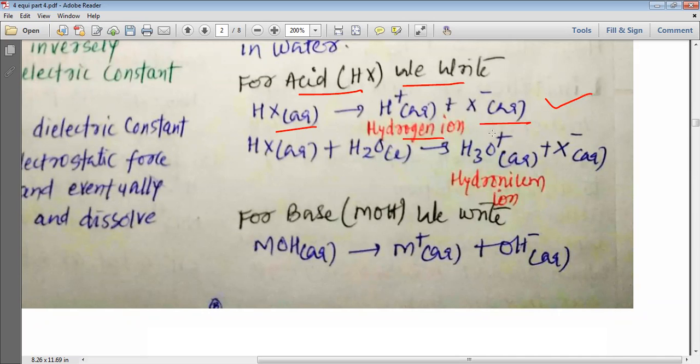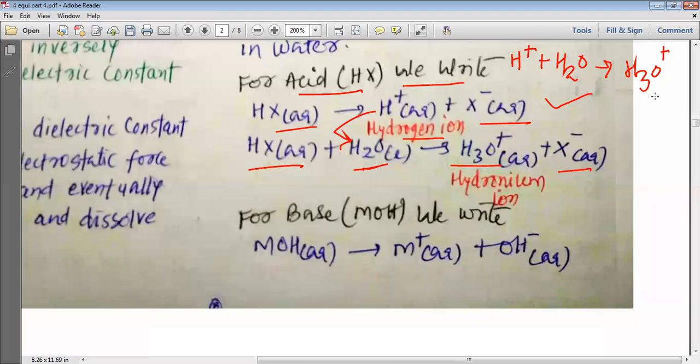But if we allow them to react with water, or if we write their dissolution in water in a different manner, we can even write HX plus H2O gives H3O plus plus X minus. Actually what happens is that the H plus produced from HX reacts with water and gives us H3O plus. So let us understand it. See, H plus reacts with water and gives us H3O plus.